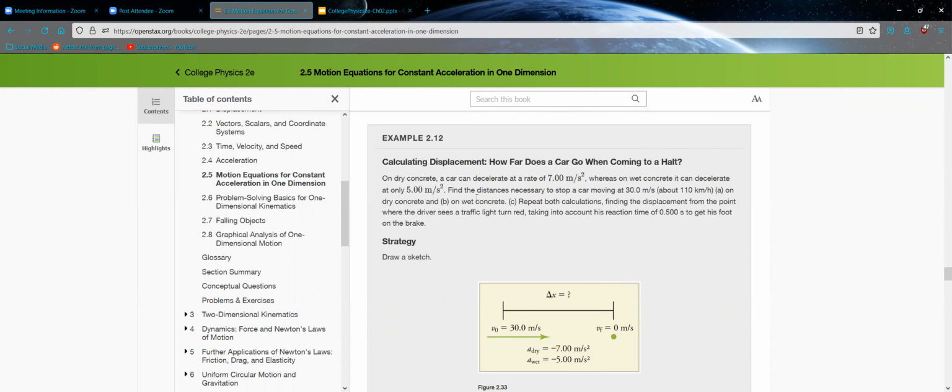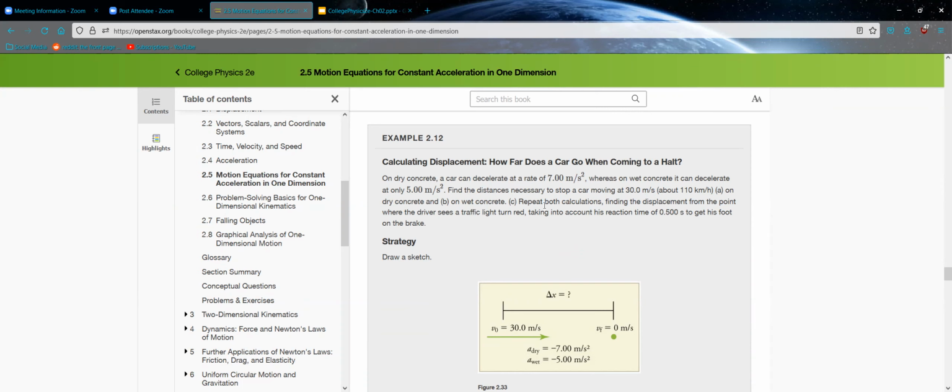On dry concrete, a car can decelerate at 7 meters per second squared, so its negative acceleration is 7. Whereas on wet concrete, it can decelerate only at 5 meters per second squared. So there we go. Find the distance necessary to stop a moving car at 30 meters per second, or 110 kilometers per hour, on dry concrete and on wet concrete.